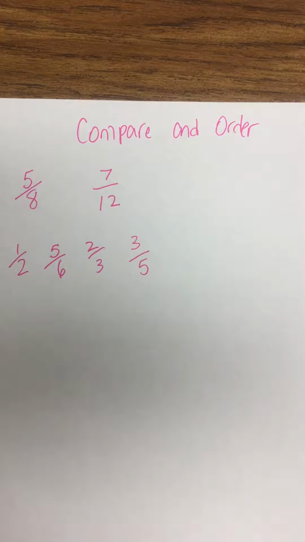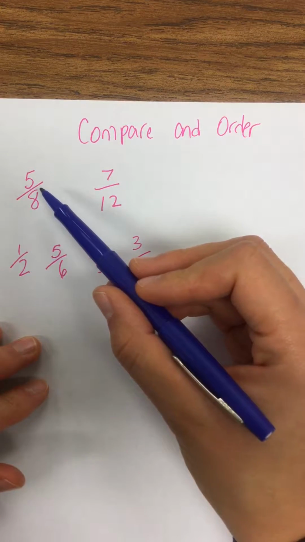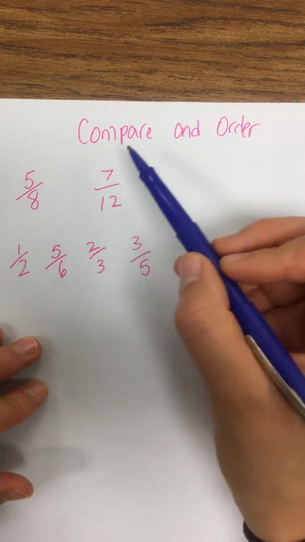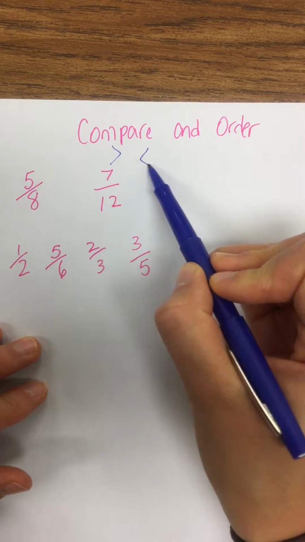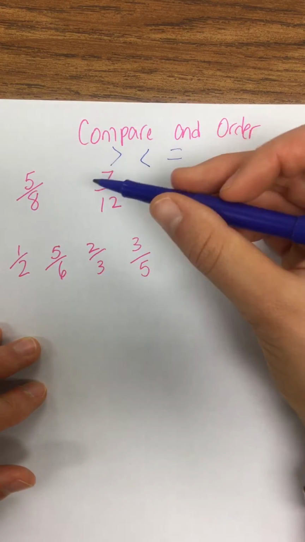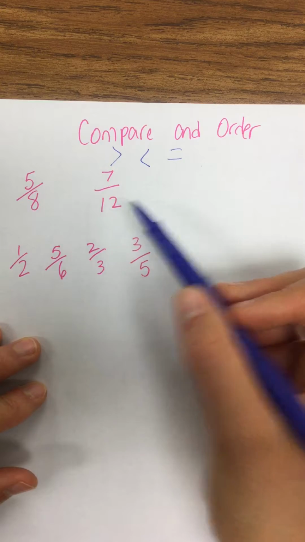In this lesson, we're going to look at just comparing two fractions and ordering a set of fractions. There's a couple ways that you can do this. If I want to look at 5/8 and 7/12 and compare them using greater than, less than, or equal to, one of the strategies you can use is finding a common denominator. So you think of a common multiple of 8 and 12.